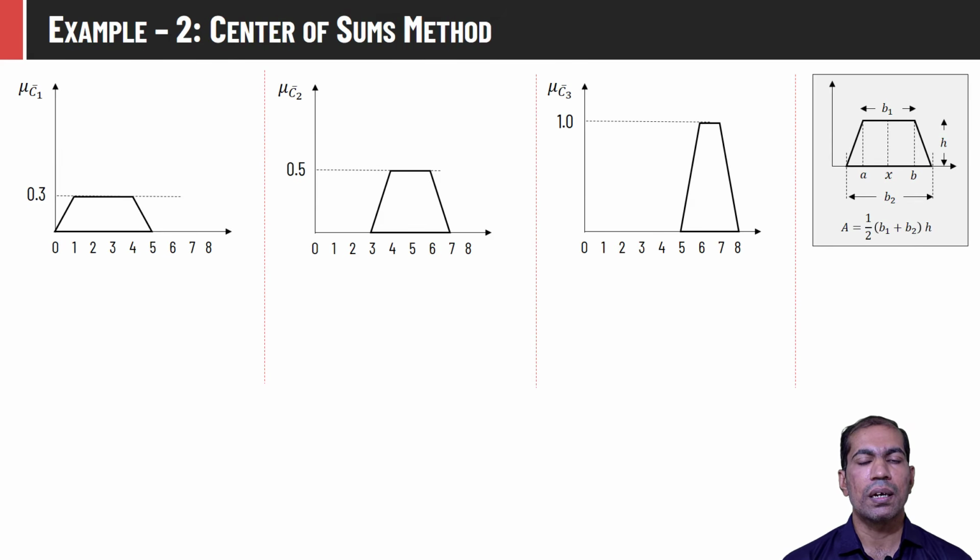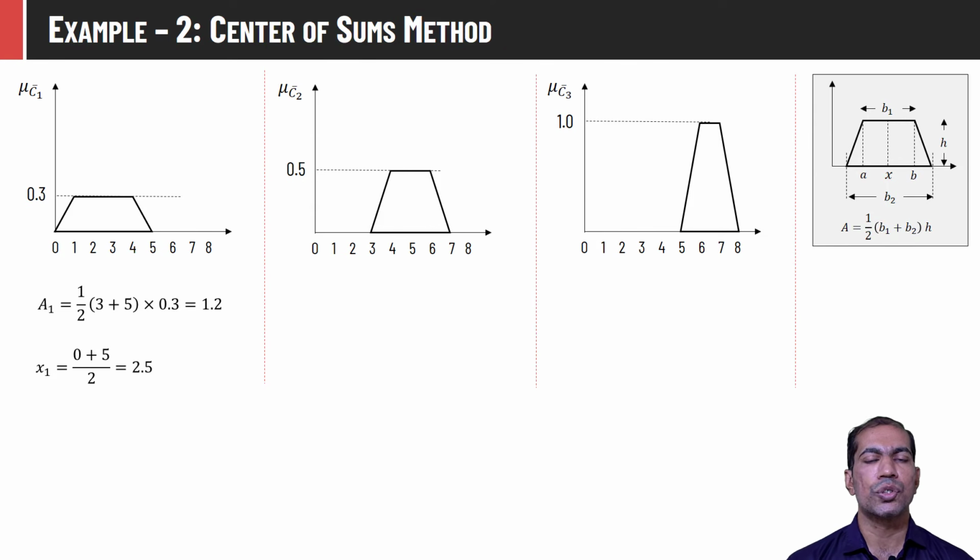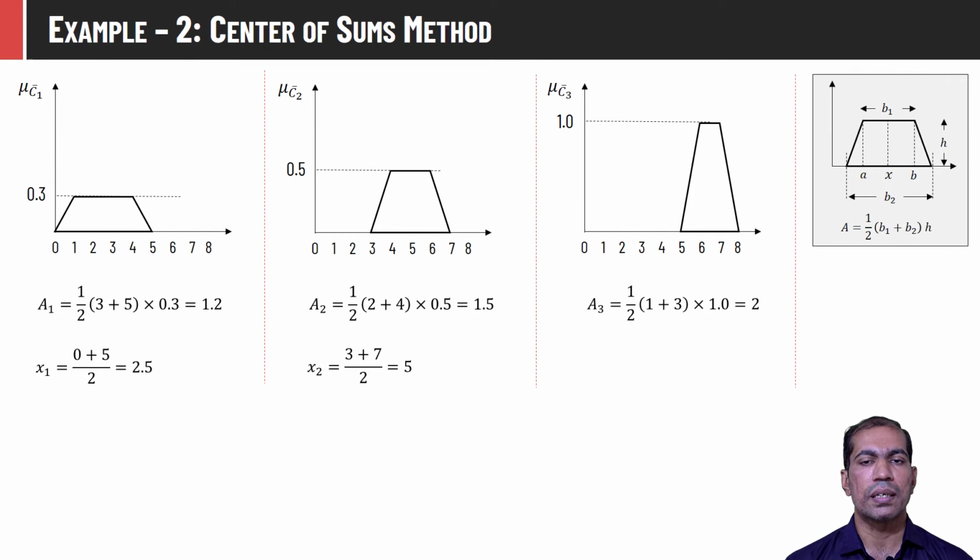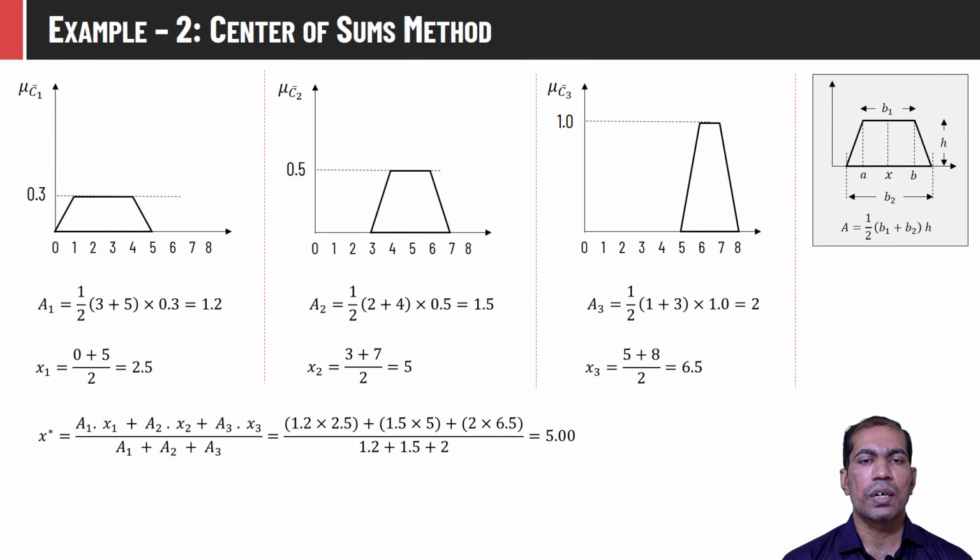Consider another example. We are given three different fuzzy output functions. We already know how to compute the area of each of these. The area of the first function would be 1.2 and the center of that is 2.5. And in a similar way we can compute area A2, center C2, area A3 and center C3. Put the appropriate values into the equation of the crisp value x star and solve the equation, and we will get a crisp value equal to 5.0 for the given fuzzy outputs.